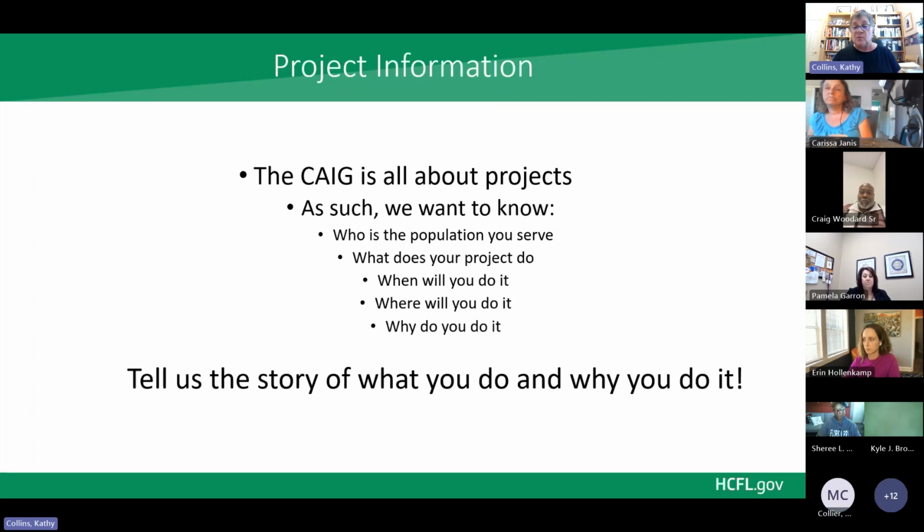So basically what I want you to do in your application is tell us the story of what you do. Who do you serve? What does your project do? When will you do it? Where will you do it? And why will you do it? You have to paint a story for the reviewers.